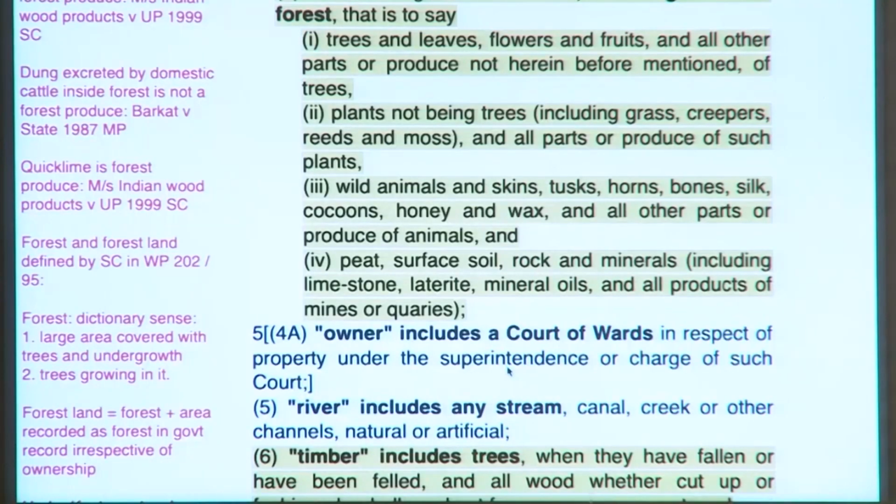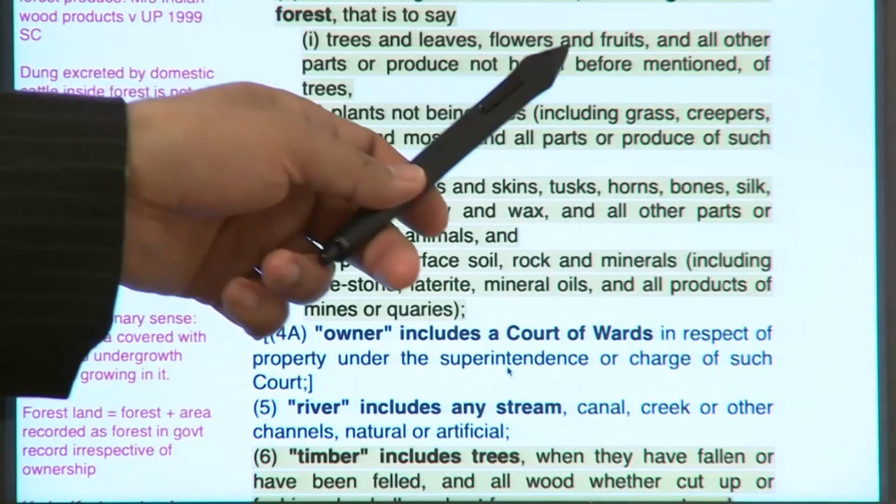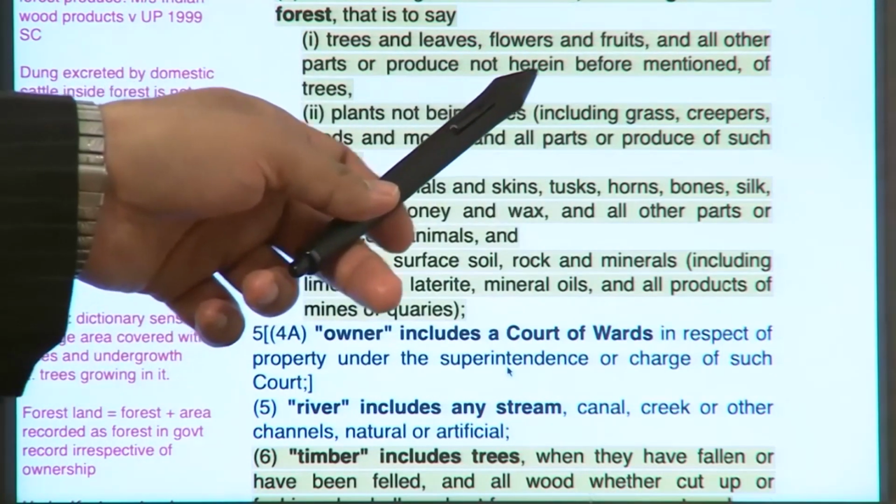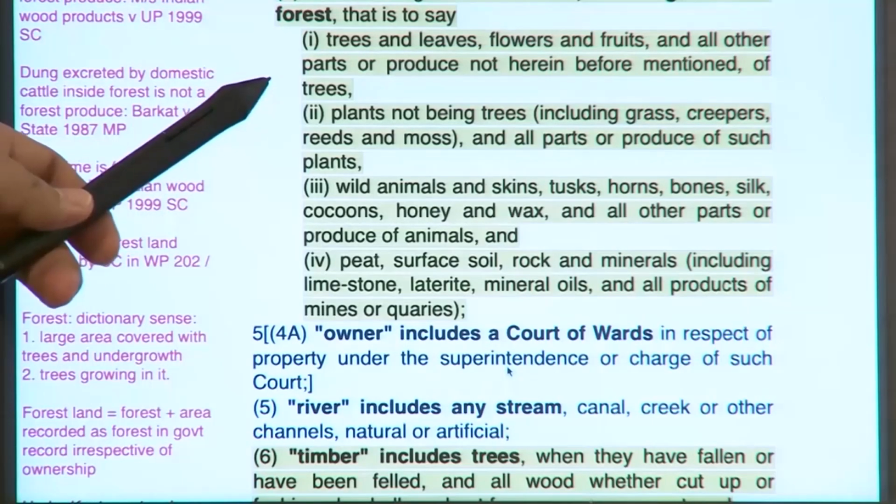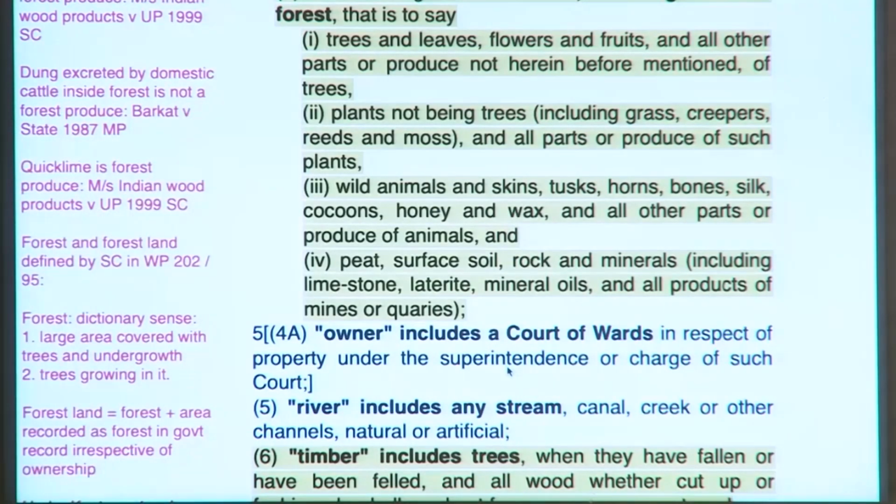And what does this list contain? Trees and leaves, flowers and fruits and all other parts of produce not herein before mentioned of trees, plants that are not trees including grasses, creepers, reeds and moss, all parts or produce of such plants, wild animals and skins, tusk, horn, bones, silk, cocoon, honey, wax and other things, peat, surface soil, rocks, minerals and so on. So, these are a forest produce only when these are either found in the forest or these are being brought from the forest.